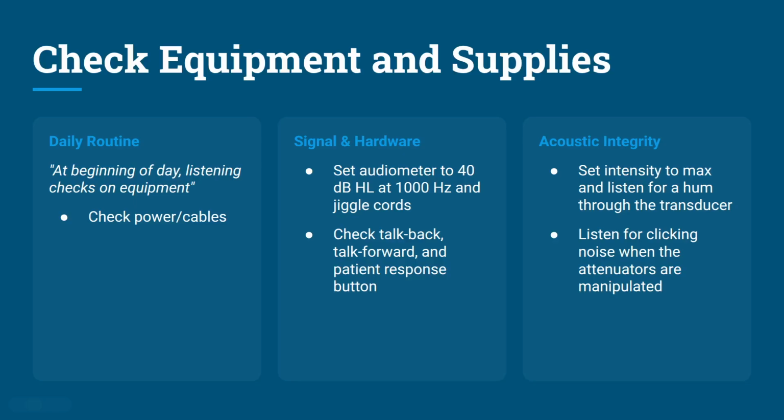transducer, being the insert earphone, the supra-aural headphone, the circumaural headphone, or the sound field speaker, or the bone conduction oscillator. Probably not the bone conduction oscillator so much, but the other air conduction transducers. You want to listen for clicking noise when the attenuators are manipulated. So when you're adjusting the loudness, or the intensity rather, of the audiometer, you want to see if there's any clicking noise that's being produced inadvertently. It's not something that's supposed to be there.